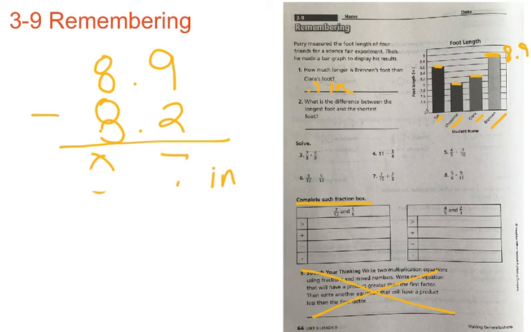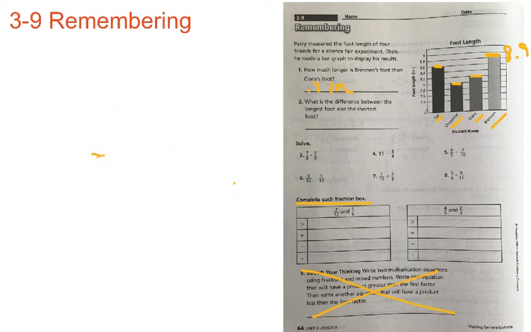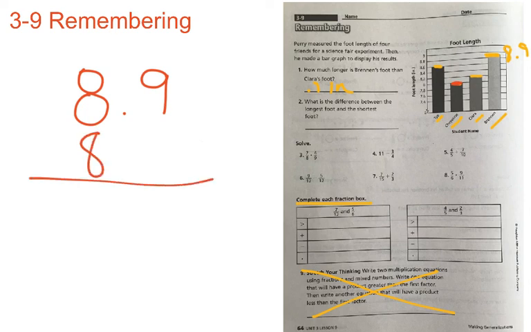Number 2 reads, what is the difference between the longest foot and the shortest foot? Well, you have to identify the longest foot, and that's the tallest bar on our bar graph. The tallest one is Brennan's, which is 8.9. And the shortest is the one that is the shortest bar on our bar graph, and that's Cheyenne's foot, which is 8. And when we write 8 and we don't have a decimal, you can write 8.0.